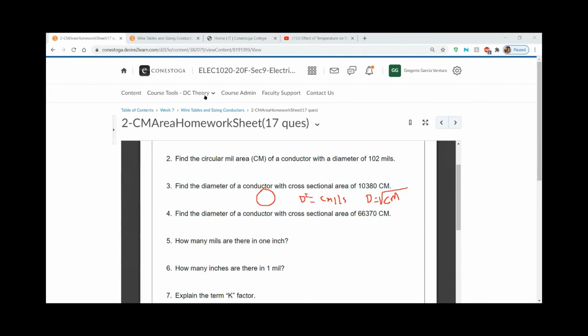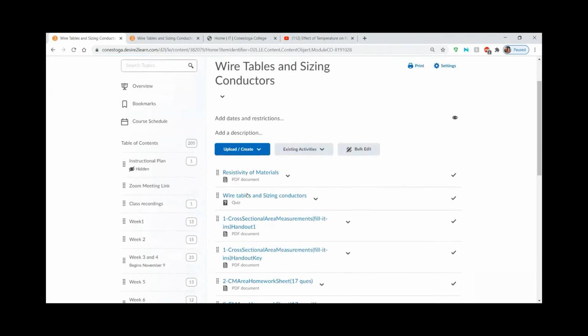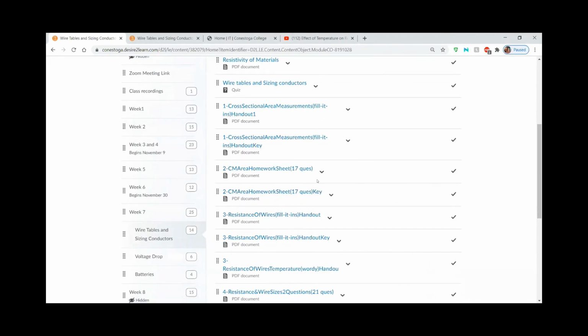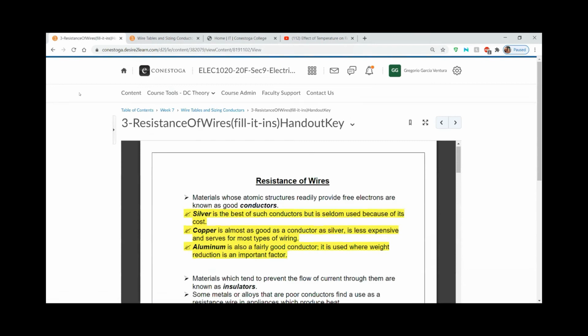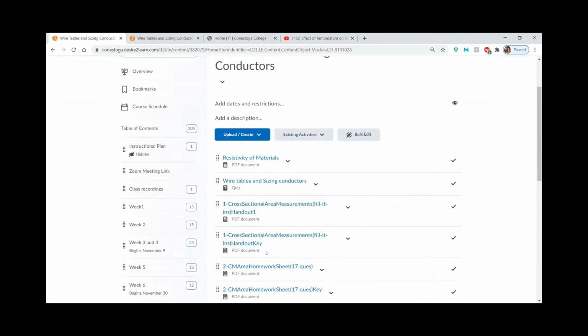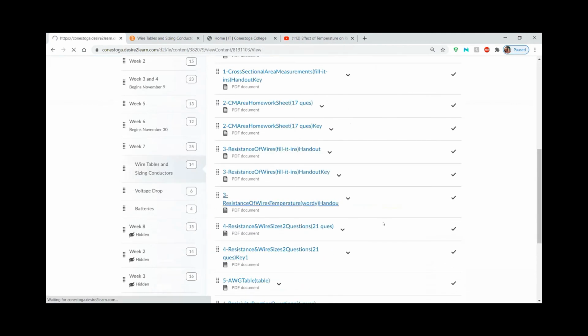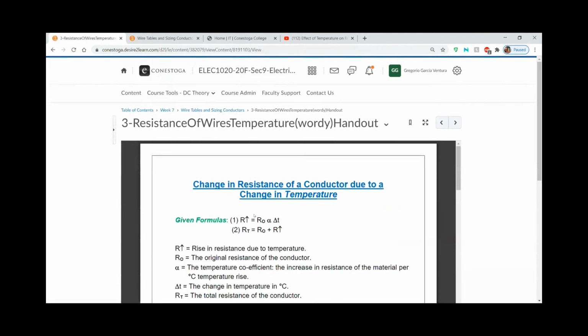Something else, as you continue to explore all this material that I have posted online for you, you are going to get into this topic. Give me 1 second here. This one. What is the effect of temperature on your conductors?